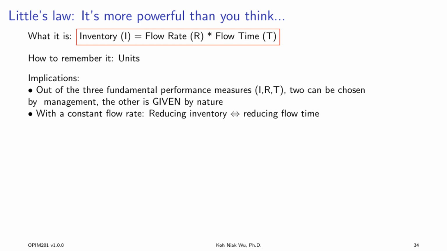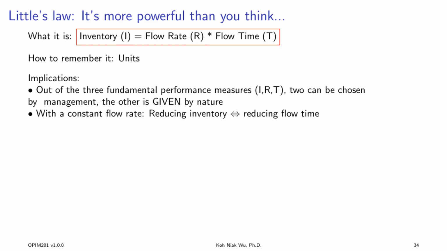For example, Company A realizes that while it can control the flow rate by adjusting staffing and resources, the flow time is influenced by external factors like traffic and weather. This means management can focus on optimizing the flow rate to improve overall performance. If you maintain a constant flow rate, reducing inventory will lead to a decrease in flow time. This can enhance efficiency and responsiveness in operations.